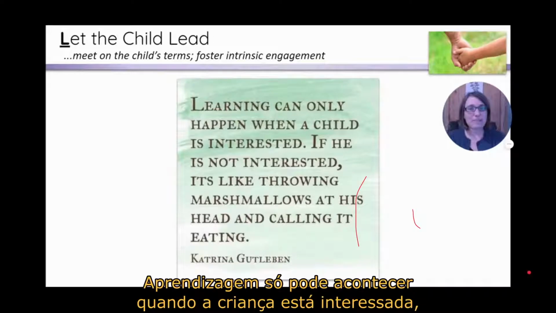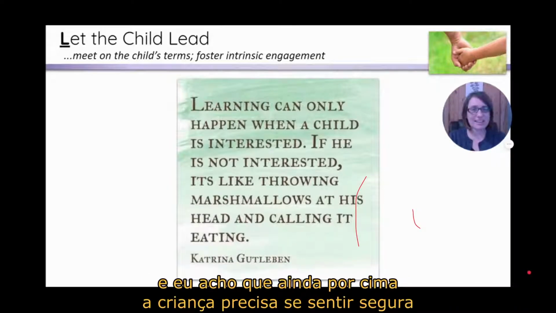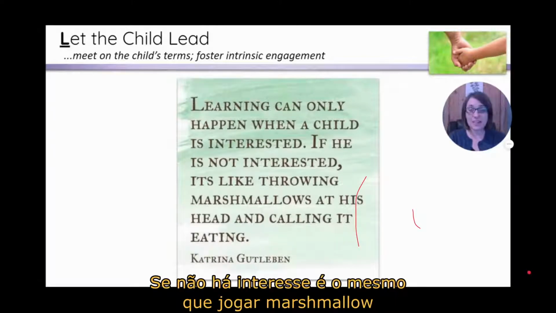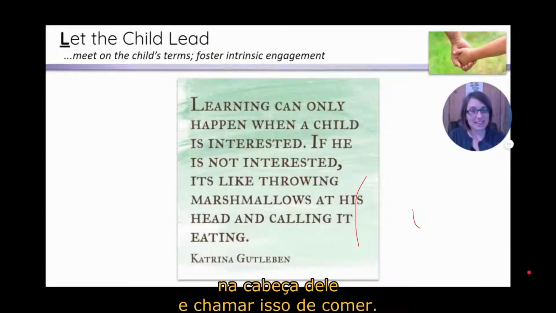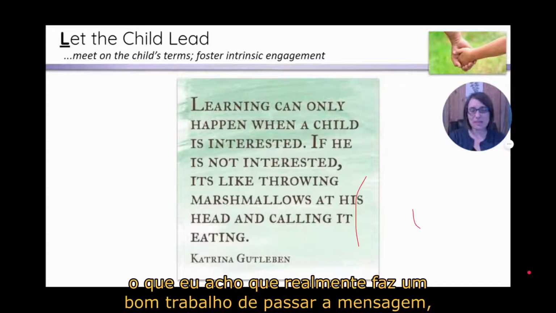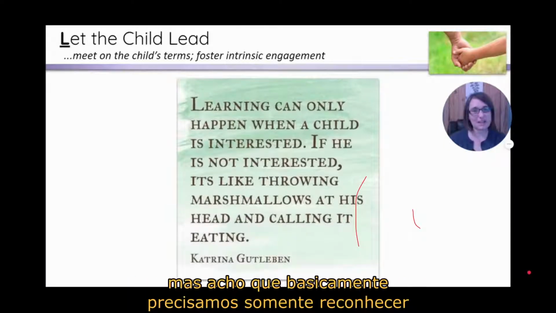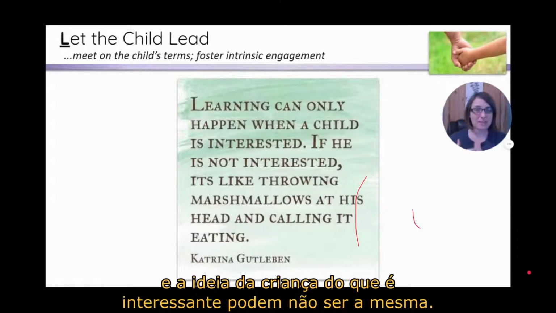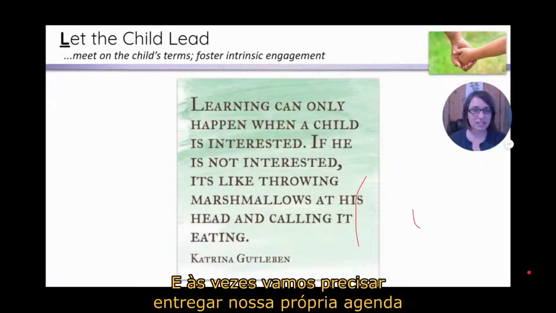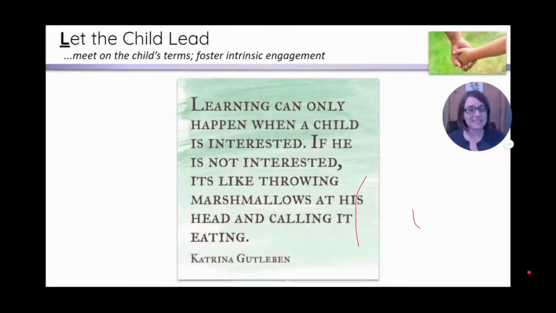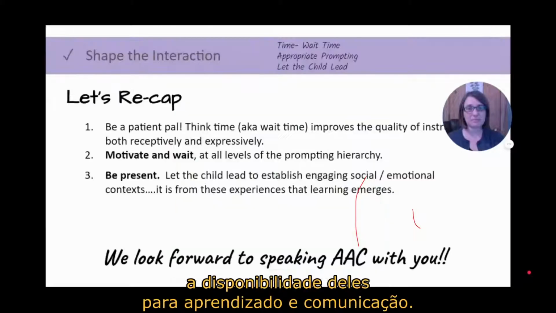Learning can only happen when a child is interested. And I think that in addition to being interested, they must feel safe in that environment and in that interaction. If he's not interested, it's like throwing marshmallows at his head and calling it eating. So there's a lot of humor in that, which I think really does a nice job of getting the point across. But I think ultimately we just need to recognize that our idea of what is interesting and a child's idea of what is interesting may not be the same. And we have to sometimes surrender our own agenda and meet them where they are in order to bring them to a place where we can then access their availability for learning and communicating.